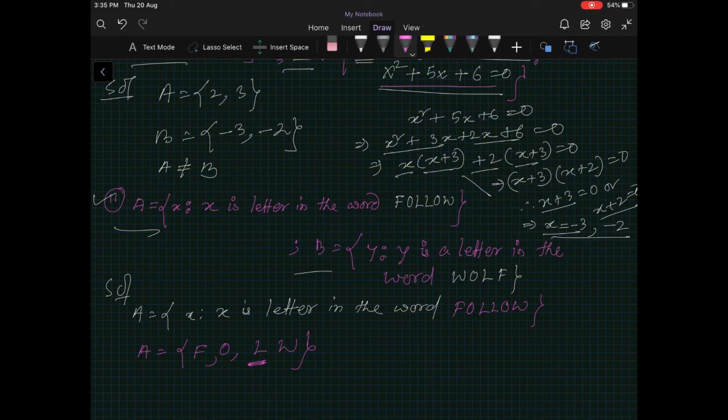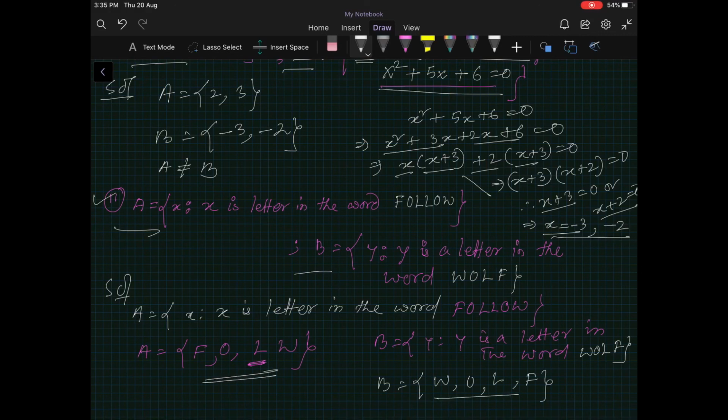Now it is also given that B is equal to y such that y is a letter in the word wolf. What is the word? Wolf. So what will be the elements in set B? Here W, O, L, F.